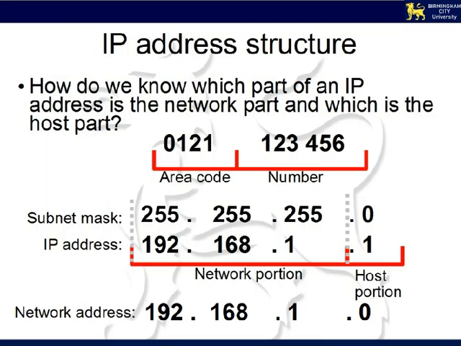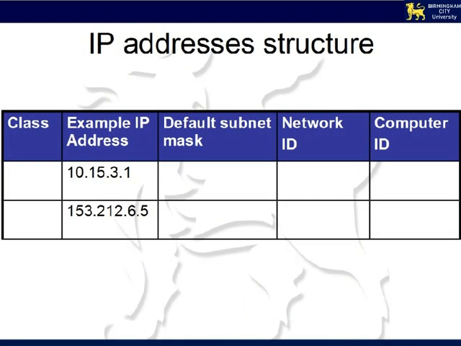Moving along to the second octet, we can see that the 168 forms part of the network address because there is a corresponding 255 in the subnet mask. Likewise, the 1 forms part of the network address because there is a corresponding 255 in the subnet mask. However, in the final octet, the final one does not form part of the network address because there is a 0 in the subnet mask. So the final network address is 192.168.1.0. So let's have a look at this now for two examples.